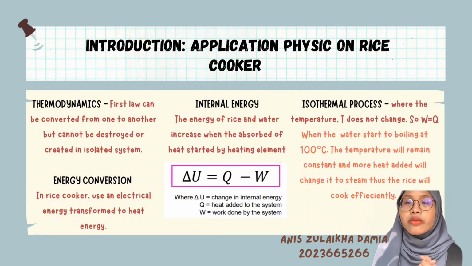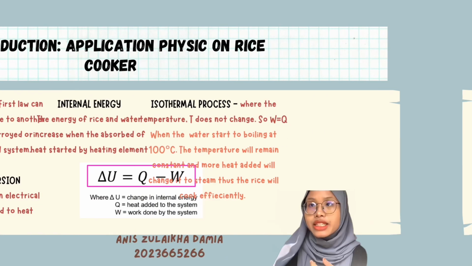Fourth, the isothermal process, where the temperature is constant. In a rice cooker, when the water starts boiling at 100 degrees Celsius, the temperature will remain constant if heat is added. The heat added will change to steam, thus the rice will cook more efficiently.